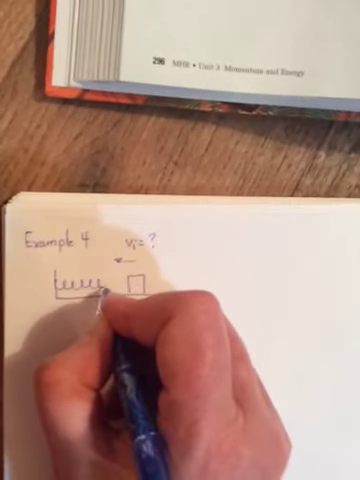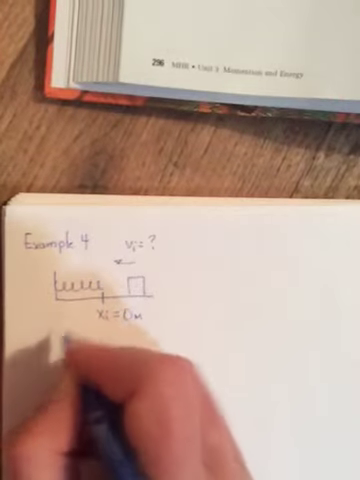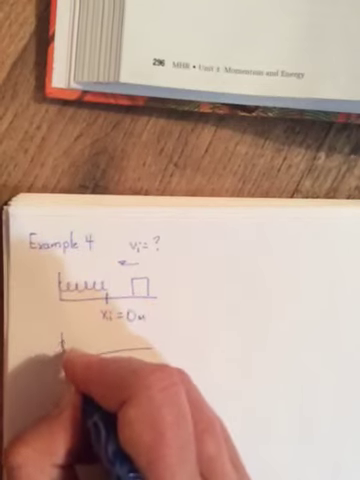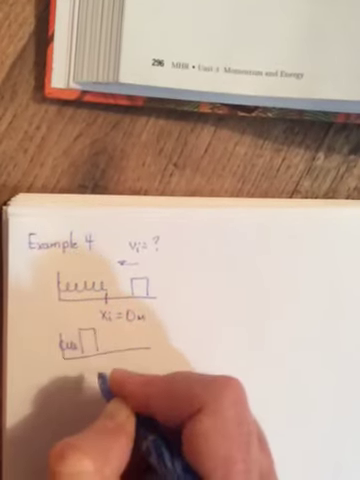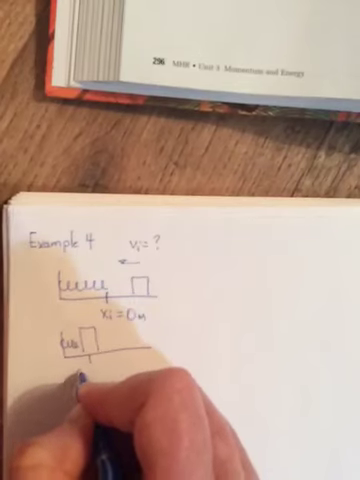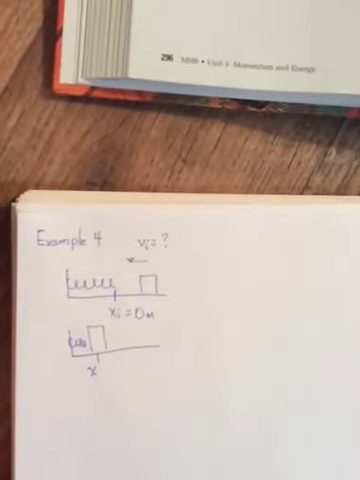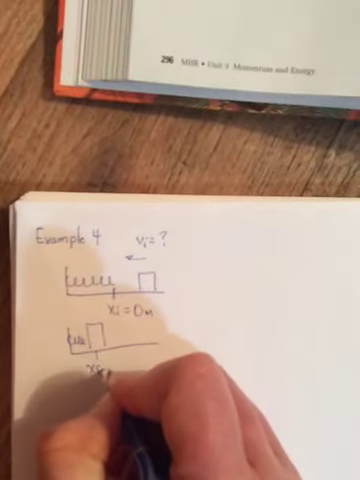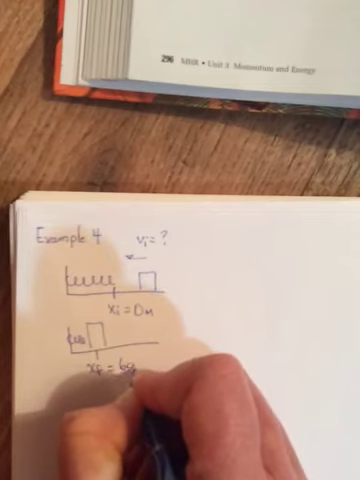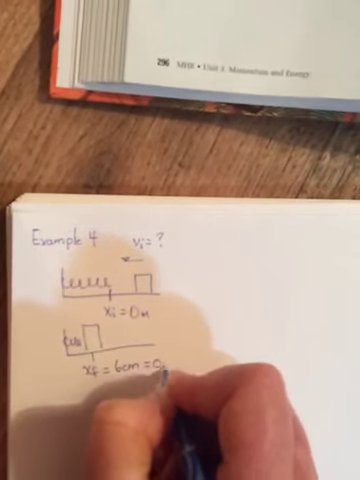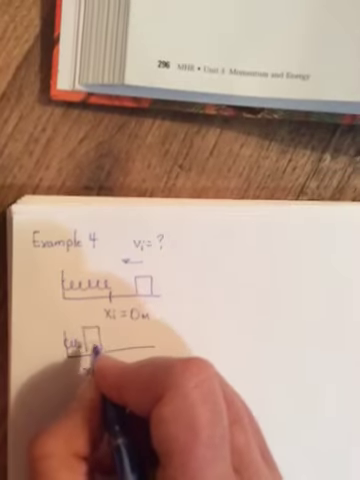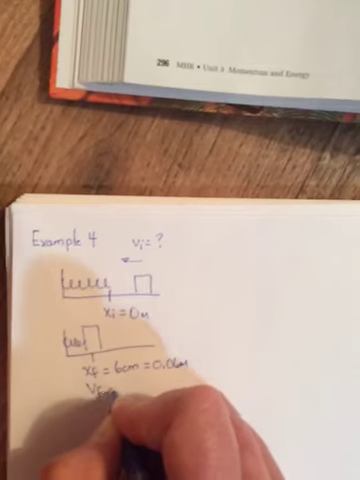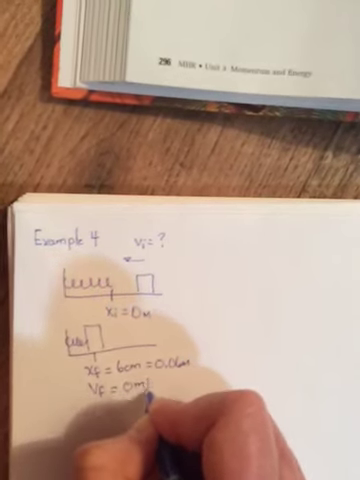But now the cart is eventually going to come and hit the spring, and it's going to begin to compress the spring. So sometime later, the cart will be here and the spring will be compressed some distance. The question says it compresses the spring 6 centimeters. So the x final will be 6 centimeters, which of course we have to change to meters, so 0.06. And when the spring is compressed this much, the cart has come to a stop. So the v final is 0.